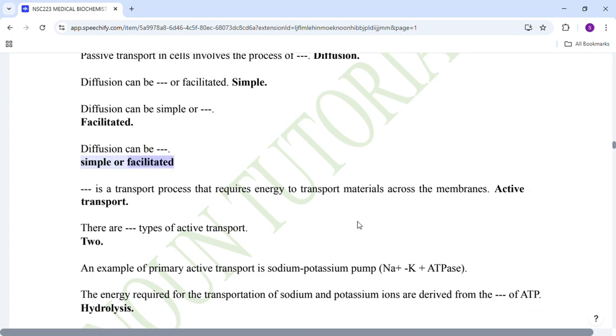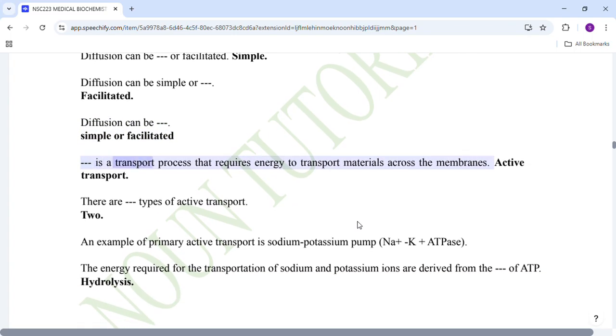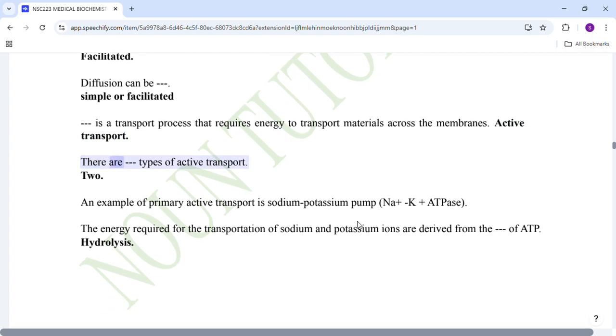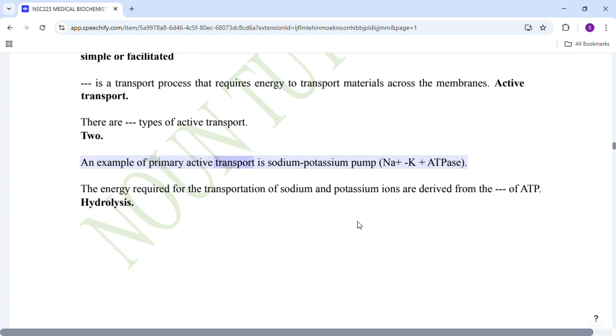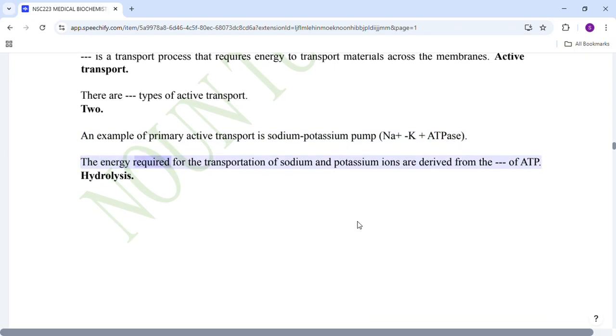Active transport is a transport process that requires energy to transport materials across the membranes. There are two types of active transport. An example of primary active transport is the sodium-potassium pump, Na+/K+ ATPase. The energy required for the transportation of sodium and potassium ions is derived from the hydrolysis of ATP.